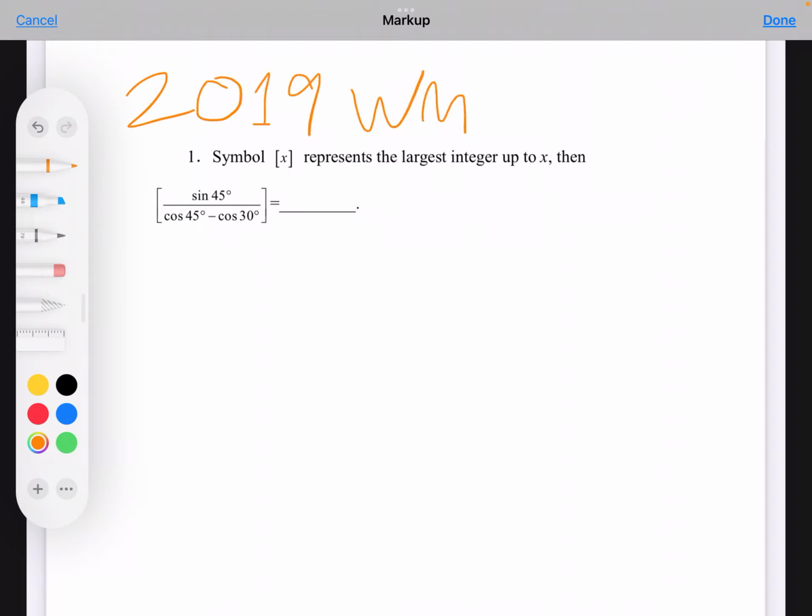WMTC. And don't ask me what it stands for, okay? Because I don't know.